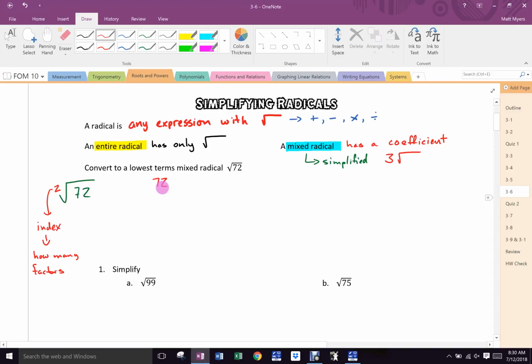I am betting that most of you are going to go 8 and 9. And then 2 and 4. And then 2, 2, 2, 2. And you're going to break the 9 down into 3 and 3.